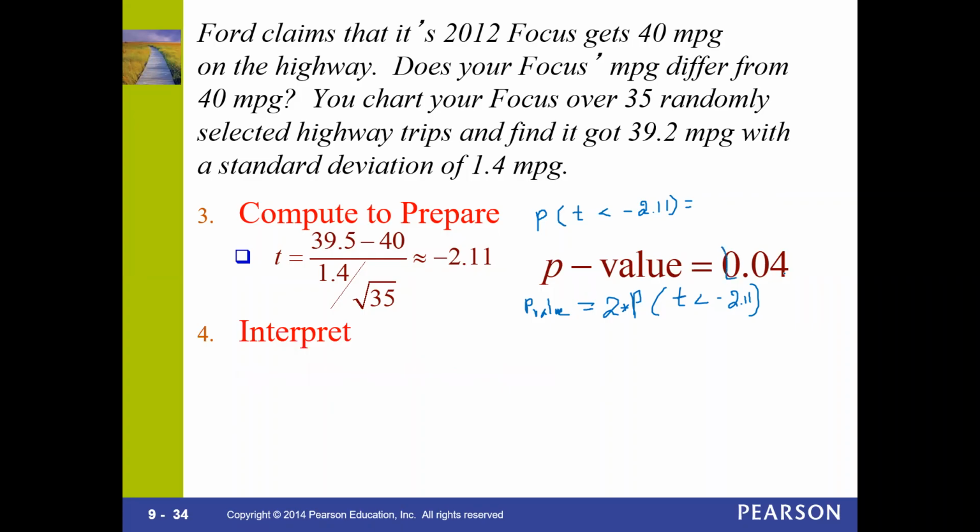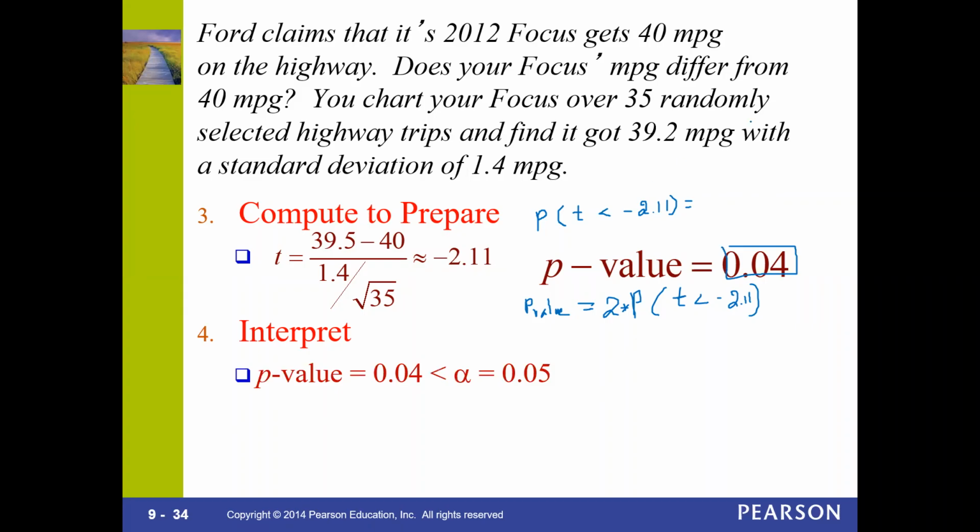Now, 0.04 is very small compared to alpha. Alpha is bigger than it. Because alpha is bigger than that value, you have to say reject H0.